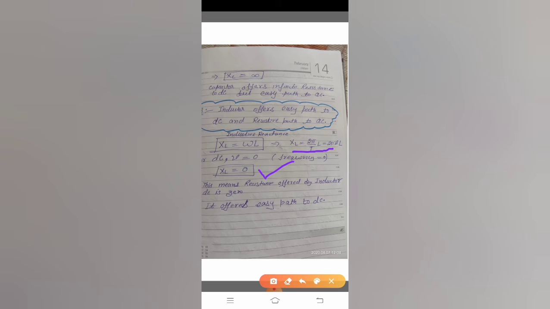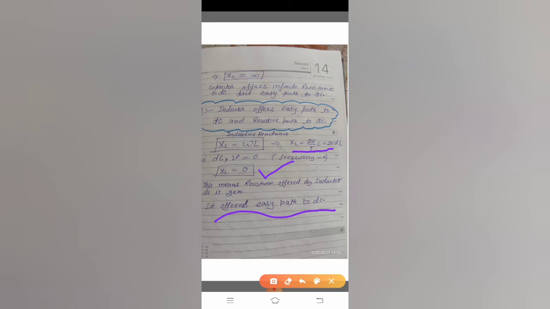The resistance the inductor will apply to DC is 0. It will not create any obstruction in its path. That means the inductor is offering easy path to DC but resistive path to AC. Opposite you can write at the end: resistive path to AC and easy path to DC. Why easy path? Because the obstruction is 0, that means easy path.